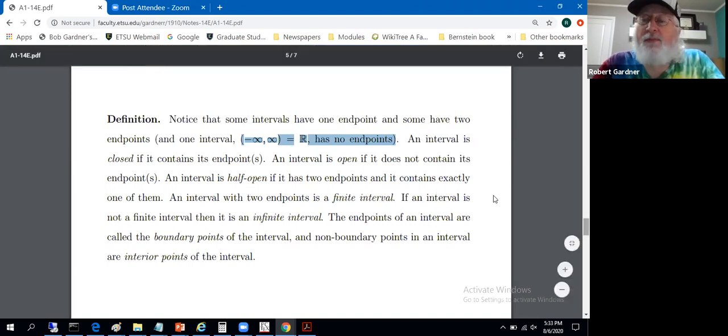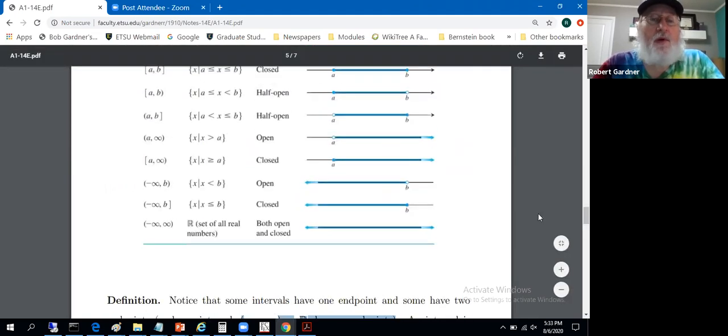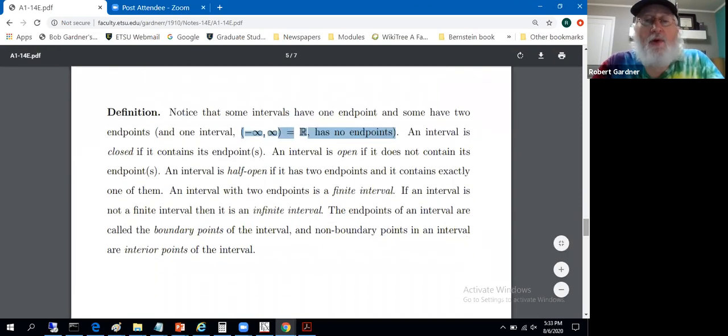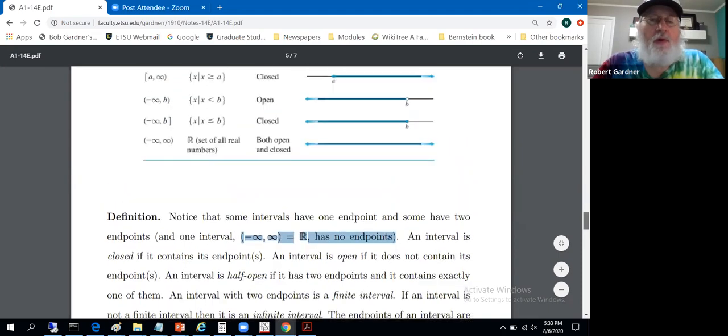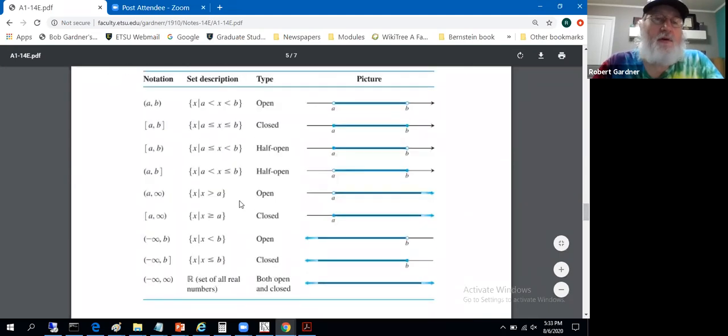Intervals are half open if they are of this form. So here we've got something that's half open. Worded it if it has two endpoints and it contains exactly one of them. An interval with two endpoints is a finite interval. So let's see, finite, finite, finite, finite, not finite, not. So these are infinite intervals and these are finite intervals.